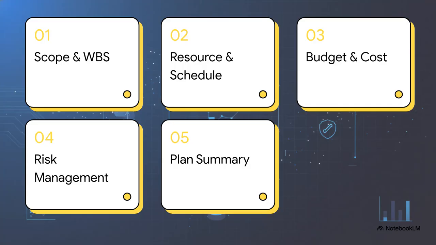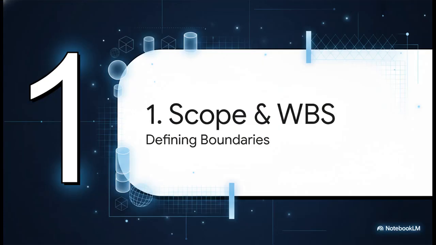We're going to build this out chronologically. We'll start with scope and WBS, then move into resource and schedule management, lock in budget and cost baselines, handle risk management, and wrap it all up with the integrated project plan summary. Starting off with Section 1, Scope and Work Breakdown Structure, or defining your boundaries.